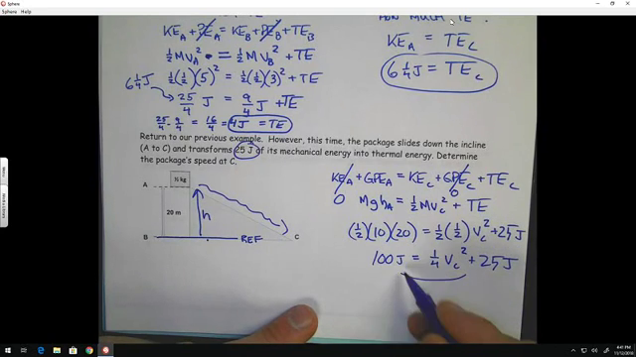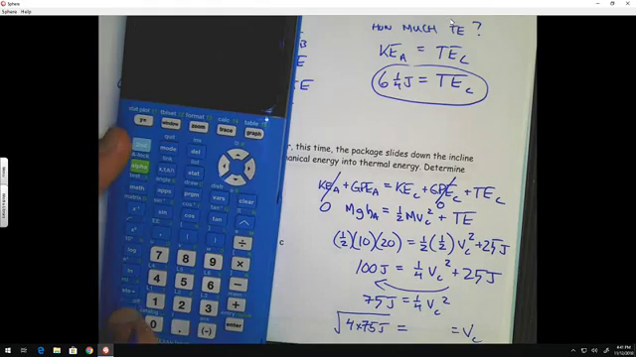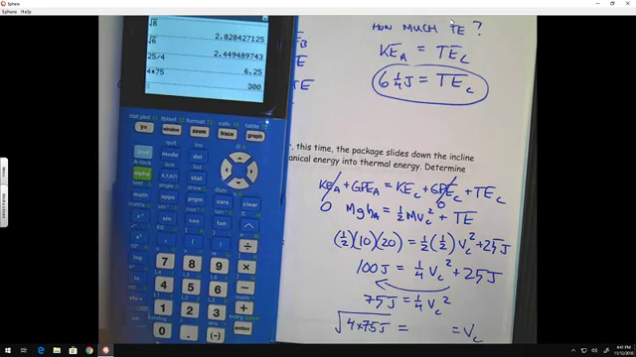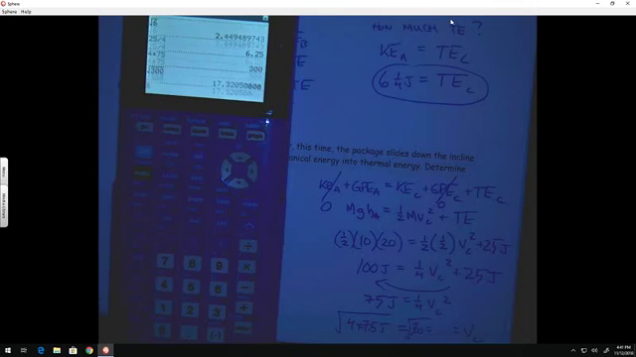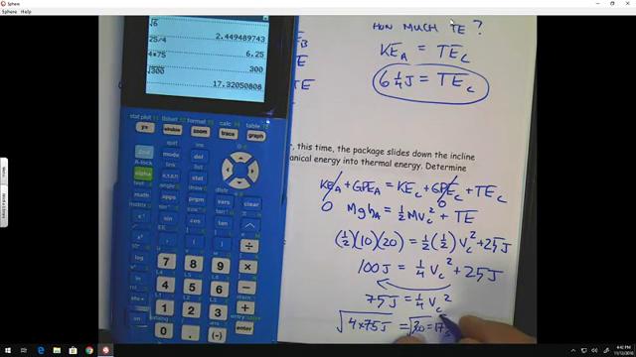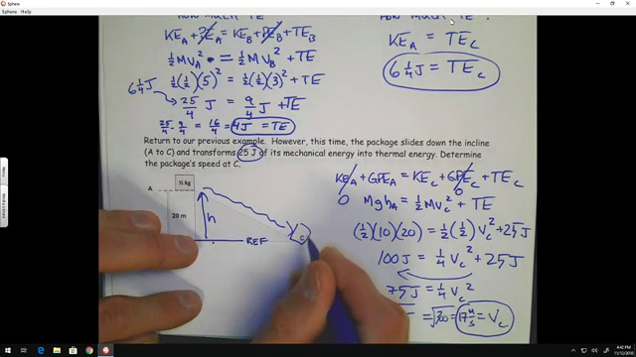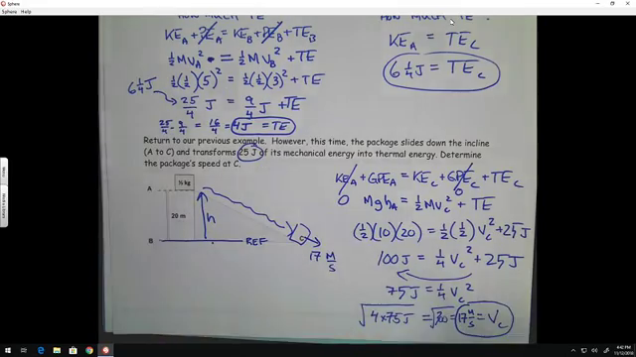That 25 comes over to the other side. That gives you 75 joules equals 1/4 velocity of C squared. And multiply that times 4. So 4 times 75 joules. Take the square root. And that would be 4 times 75, 300. Square root of 300. And the square root of 300 is 17 meters per second, rounded off. And so that's what you get. That's how fast it's moving. So when the crate gets down here, it's doing 17 meters per second. Actually 17.3, whatever, it's rounded off.